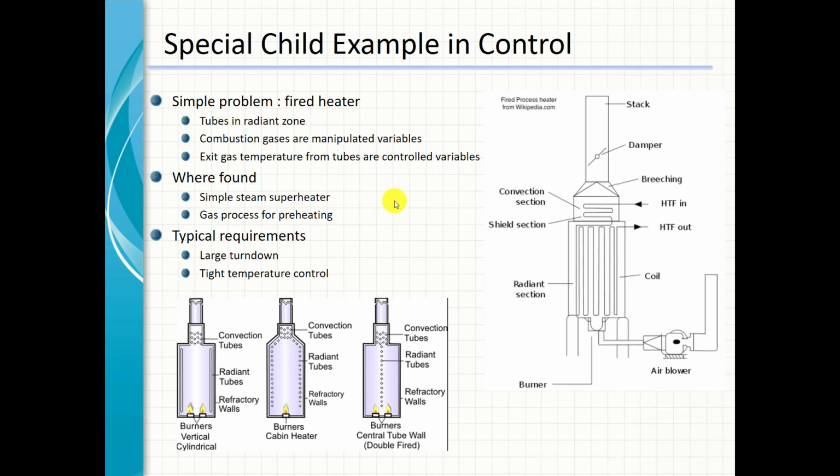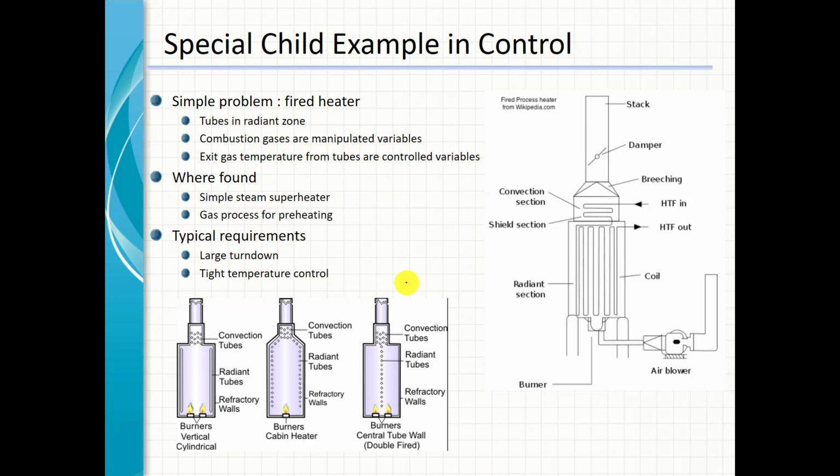So this I call a special child in control. I often find this a fired heater. Fired heaters are used to heat mediums or fluids or gases that are entering distillation columns. Sometimes you see a pump around or a fired heater at the bottom of a distillation column, which is used as a reboiler, or it is a preheater to a separation column or a preheater to a reactor.